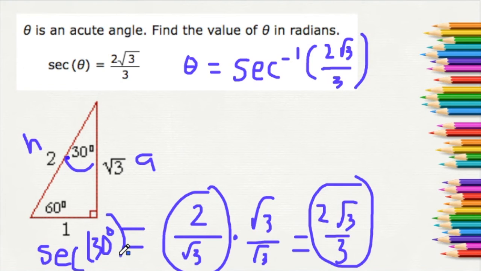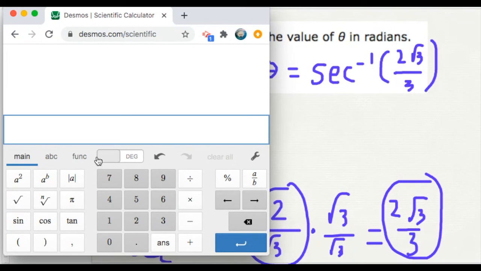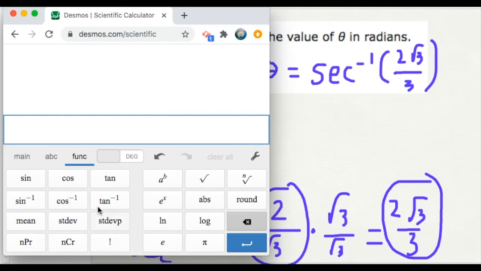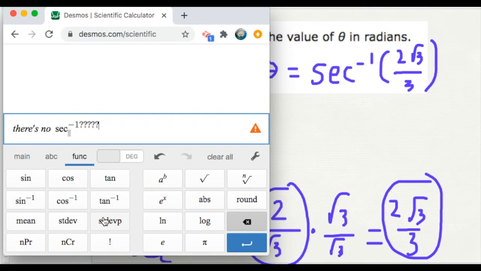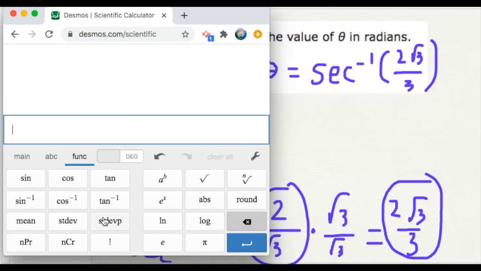Now let's try using the calculator. So now when I'm in Desmos, I will still make sure I am in degrees first, even though it asks for radians. I will convert it myself later. If not, radians will give you a weird decimal. But as I'm looking in the function section, I can't find secant inverse. There isn't any inverse of secant or arcsecant. So what I need to do is use the reciprocal of secant.